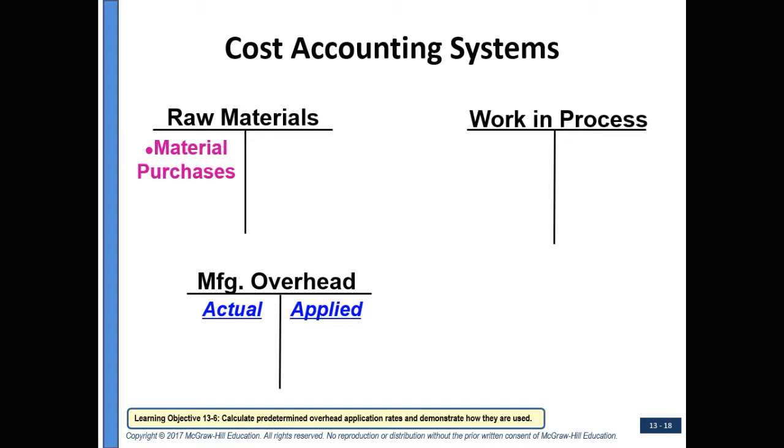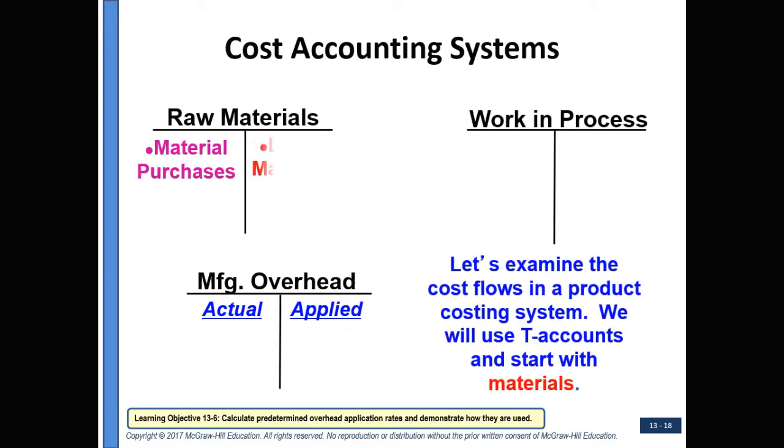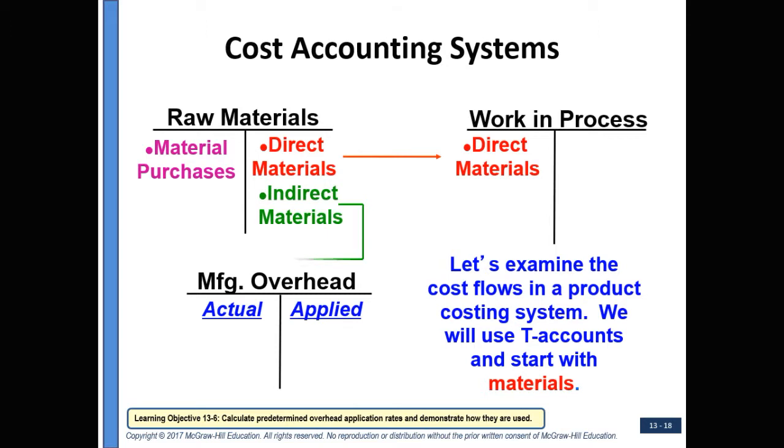So let's look at the basic cost flows in a product costing system. We're going to use good old-fashioned T accounts, and start with materials. So materials are purchased and recorded in the raw materials account. Direct materials are then recorded in work in process, while indirect materials are allocated to and applied as manufacturing overhead.